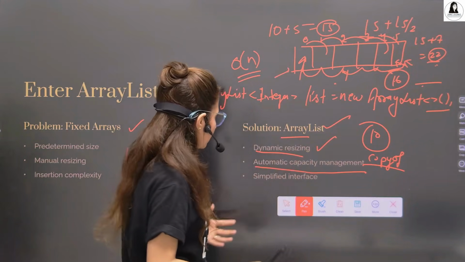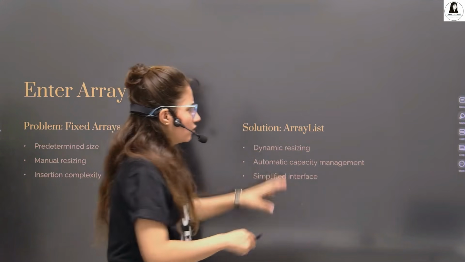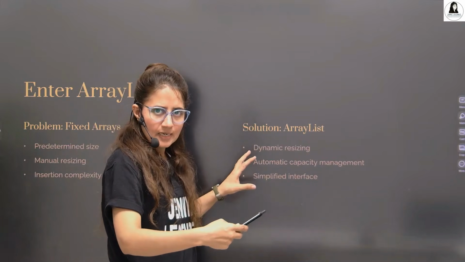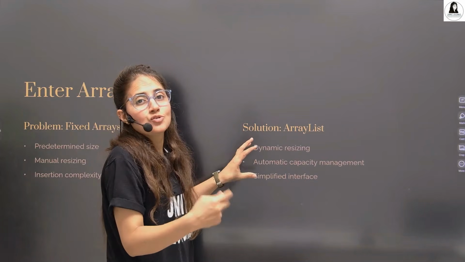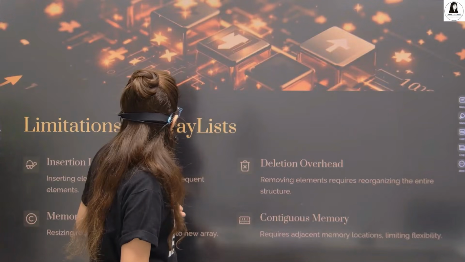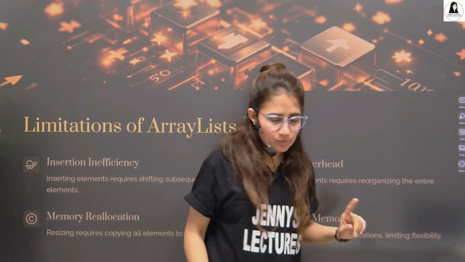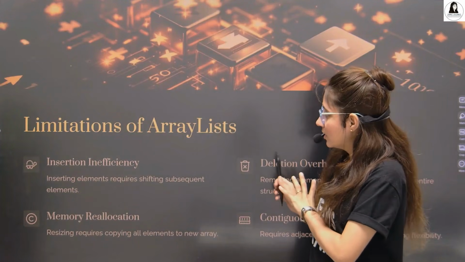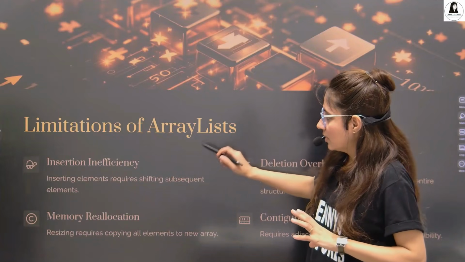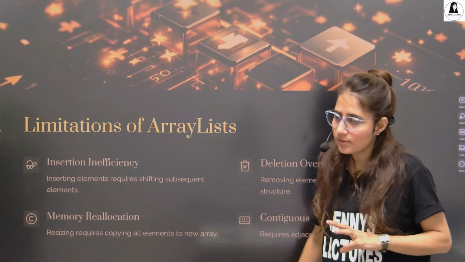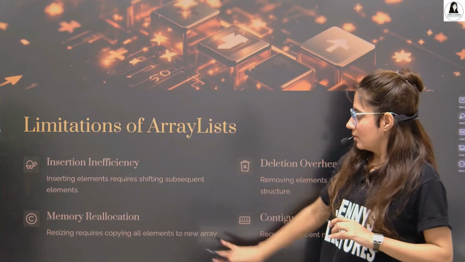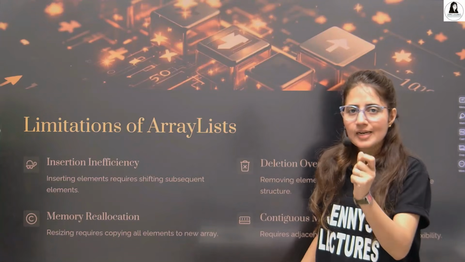Let me just discuss this thing. I guess this is clear to you. Drawbacks are clear to you. That's why we are using array list. Now we will see what are the advantages of using linked list. These are limitations of array list: deletion overhead, contiguous memory, insertion inefficiency, and memory reallocation is still required. Resizing is still required, right? So these are limitations of array list also.